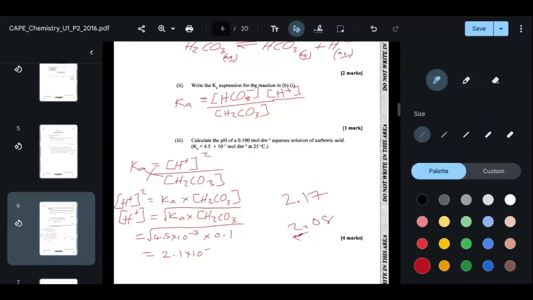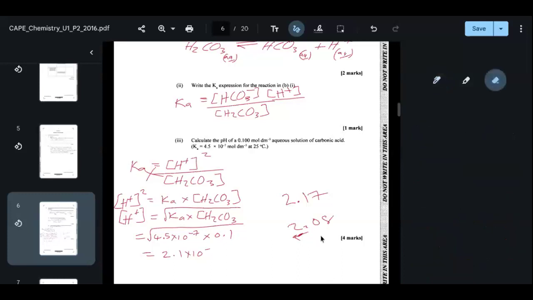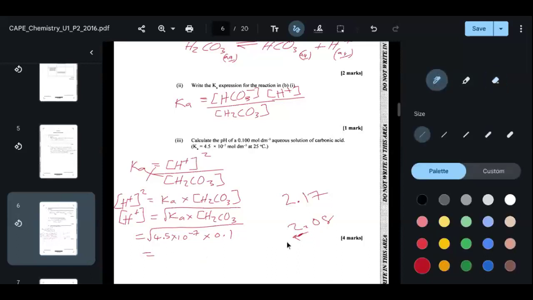All right, so to be on the safe side, when you press 4.5 EXP -7 times 0.1, just do it in steps. Depending on the calculator you have, if you put in everything at one time, it may give you the correct answer, but other calculators will interpret it a certain way and give the wrong answer. So to be on the safe side, you first do the square root of 4.5 times 10 to the negative 7, and then you multiply it.